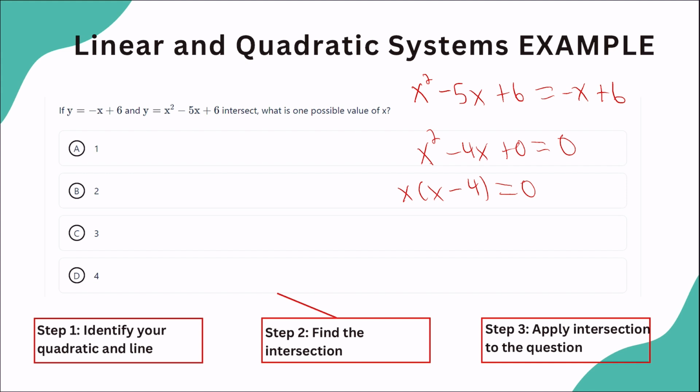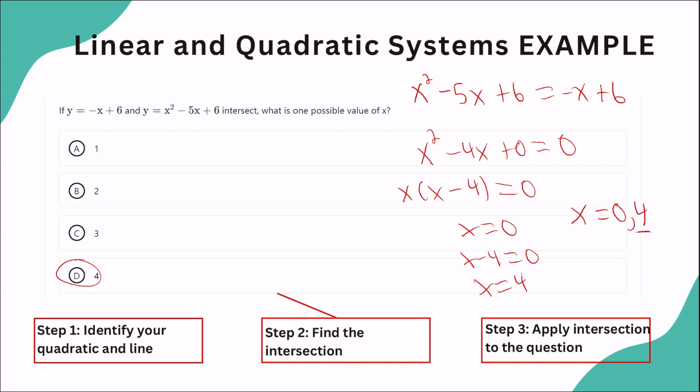And I can see that my roots are x equals 0 and x minus 4 equals 0. And so x equals 4. And this tells me my two intersection points are x equals 0 and x equals 4. So that would mean one possible value could be 4 because they don't give us 0 as a possibility.